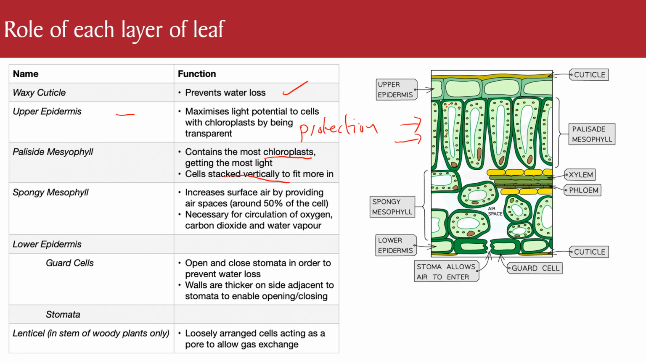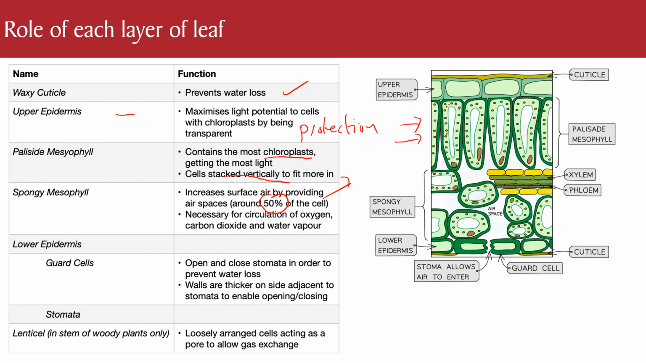The spongy mesophyll has approximately 50% air spaces. That is to allow the oxygen and the carbon dioxide to move and diffuse throughout the actual leaf itself.